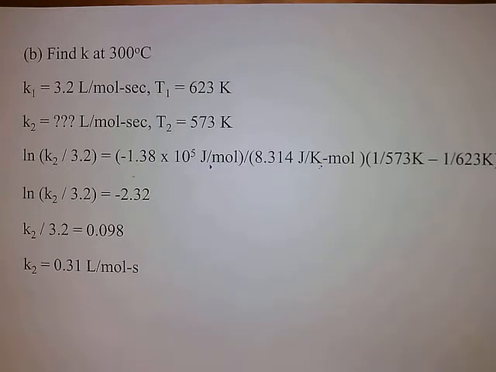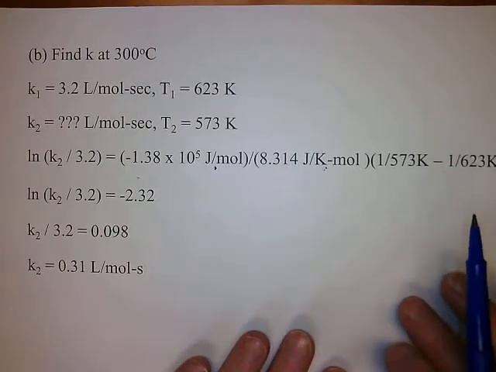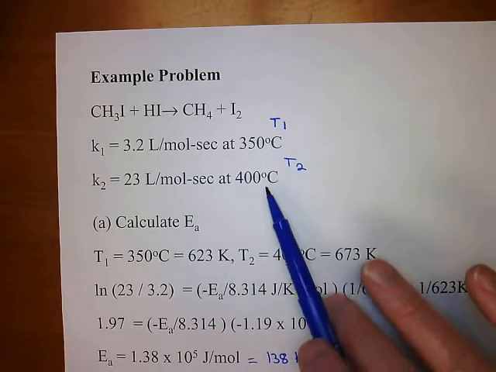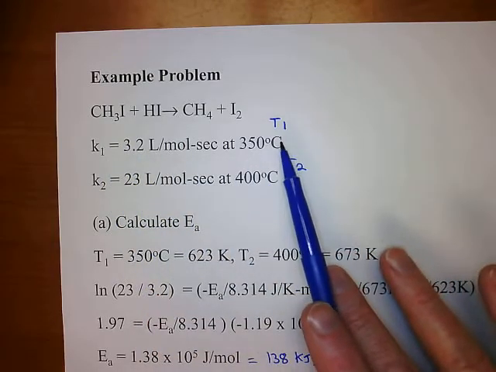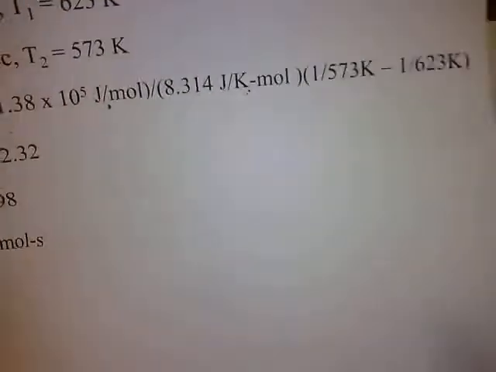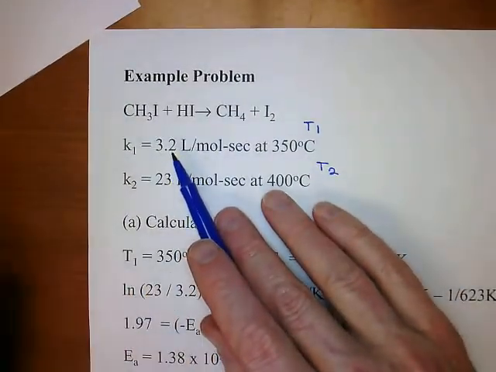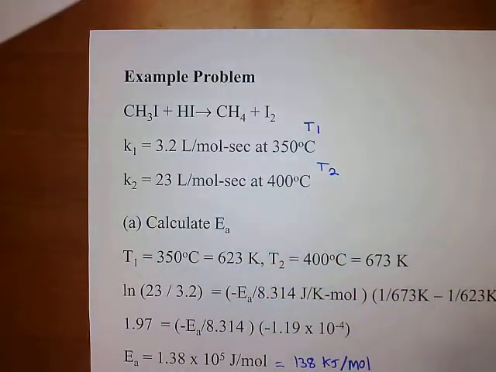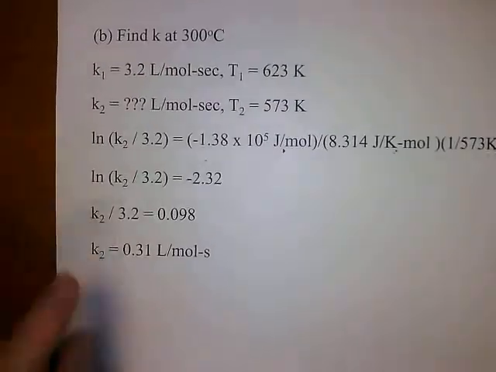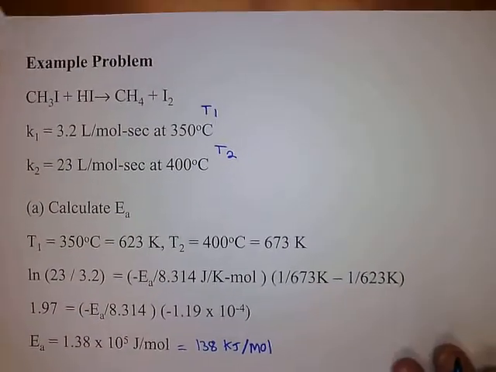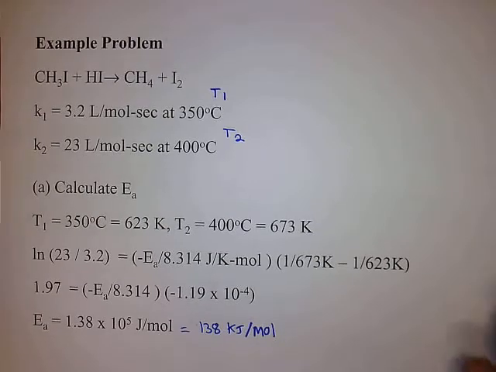So always ask yourself this question: does your answer make sense? Let's go back and look at when we first started the problem. I gave you a rate at 400 Celsius as being 23, and at 350 Celsius as 3.2, right? And then we dropped it down in this last one, where we're going to calculate it at 300. So we would expect at 300 it's going to be even lower, that our answer should have been a number less than 3.2, which in fact it was. It came out to be 0.31 liters per mole per second. So at 300 it's dropped all the way down to 0.31. Okay, but always check to be sure. Ask yourself, does your answer make sense?